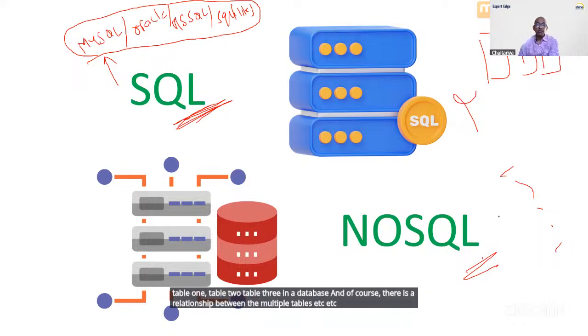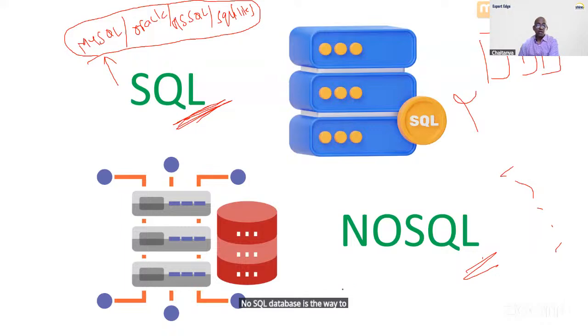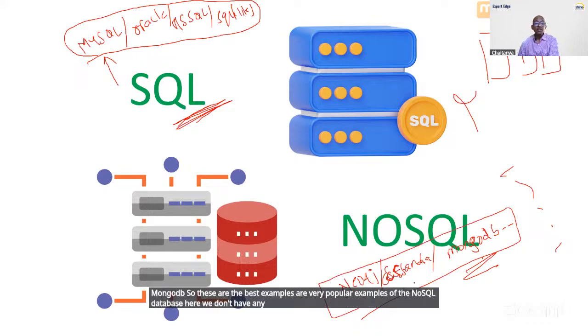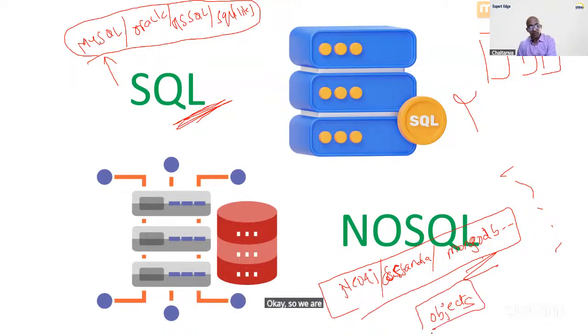For NoSQL databases, the best examples are Neo4j, Cassandra, MongoDB. These are very popular examples of NoSQL databases. Here we don't have any tables. Everything will be in objects. Okay, so we are not going into detail on NoSQL databases now, but yes, there are NoSQL databases.